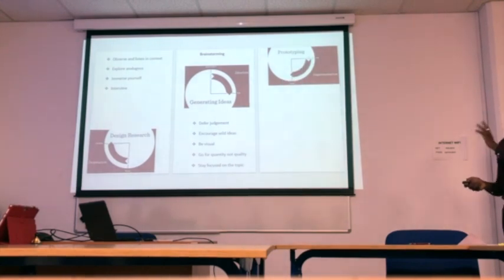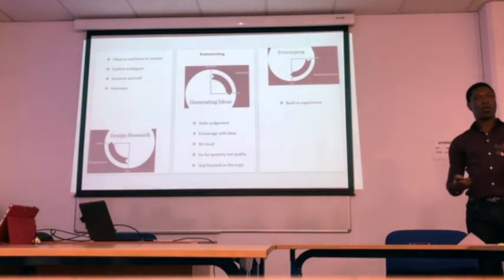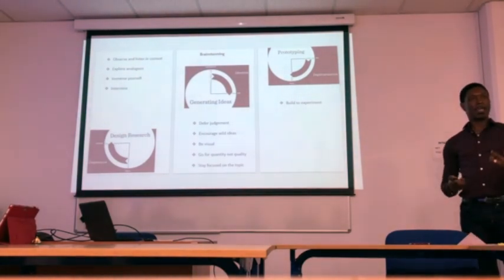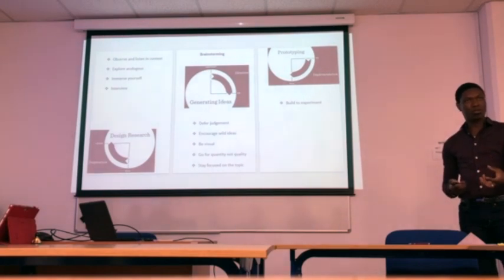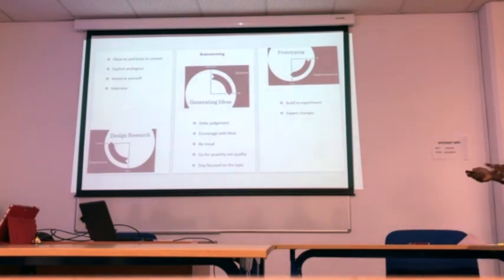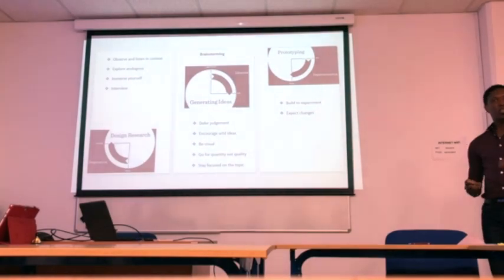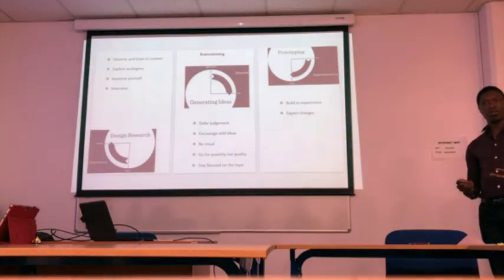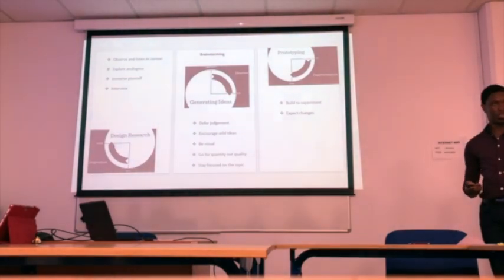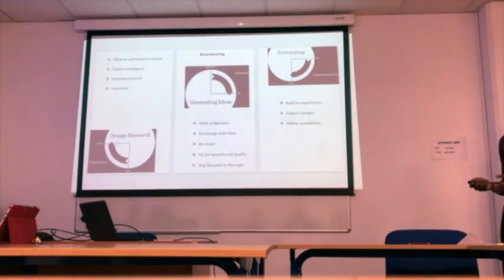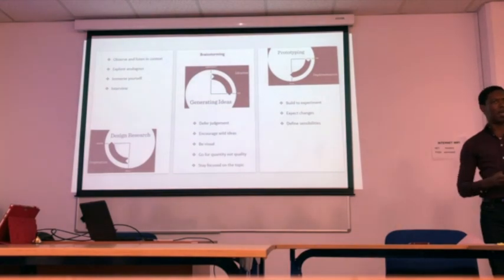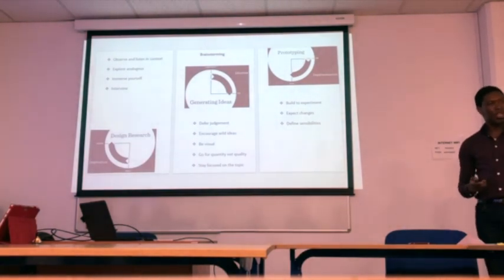Then the last step, implementation. In the implementation phase, we build the experiment. What can we come out with, a kind of experimental solution? Expect change. This is not the final idea, this is not the final solution. You have to test how the solution works and be ready to change. And define the sensibilities: what are the points where we can have some changes, or what might not work properly? These are the 3 phases that we have.